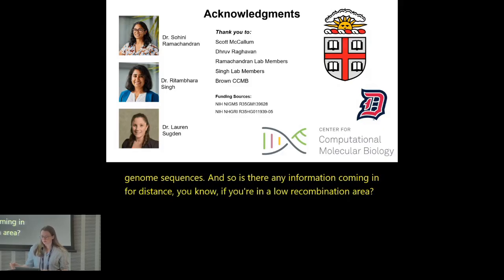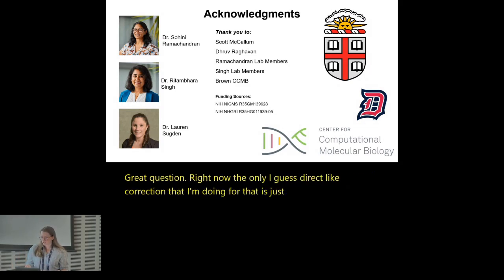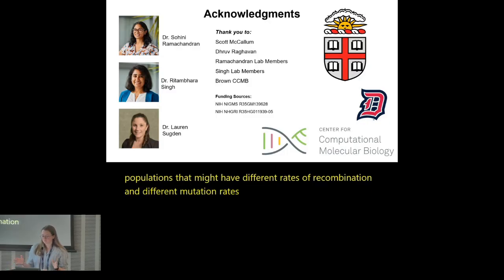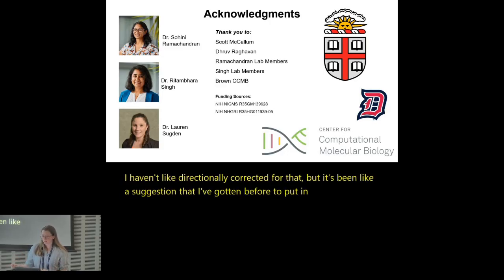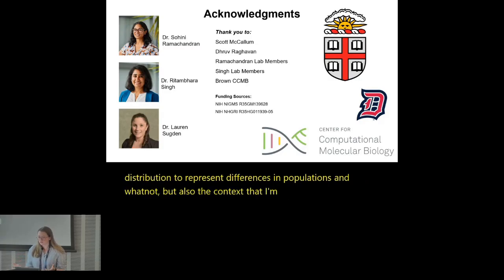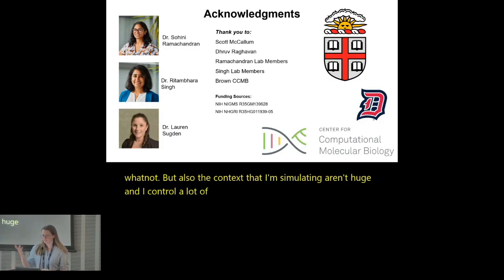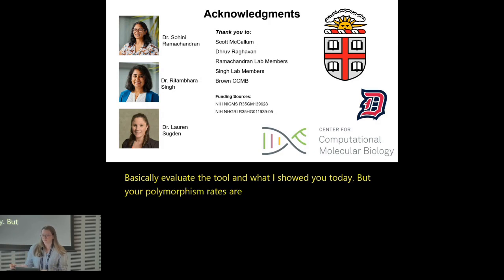Great question. Right now, the only direct correction I'm doing for that is stratifying by populations that might have different rates of recombination and different mutation rates. I haven't directly corrected for that, but it's been a suggestion I've gotten before to put in some distribution to represent differences in populations. Also, the contigs that I'm simulating aren't huge, and I control a lot of the parameters to evaluate the tool and what I showed you today. But your polymorphism rates are realistic for the 1,000 Genomes? Correct. Okay. I figured they were.